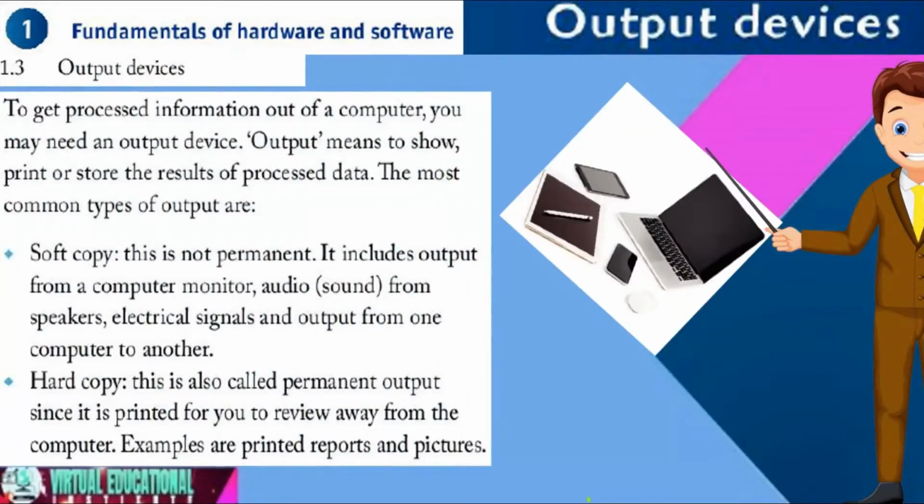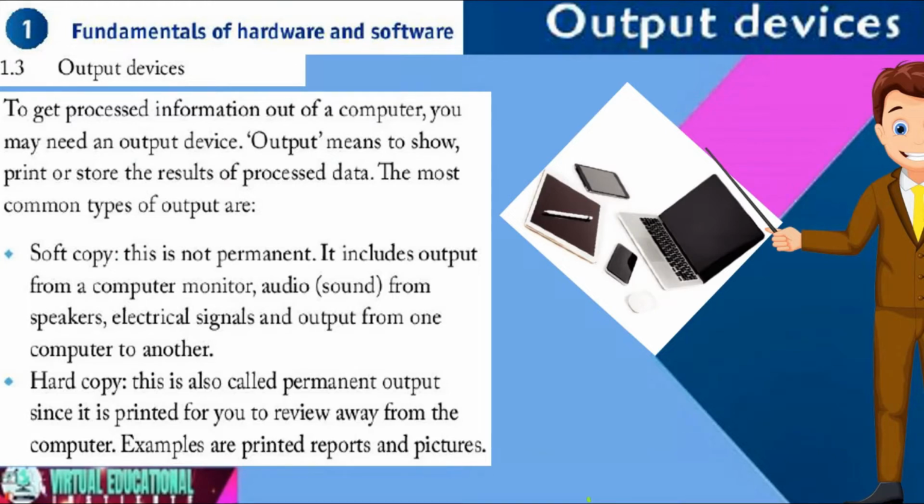Now, for the output device, to get process information out of a computer, you need an output device to do so. But let's look at the term output. Output means to show, to print, or to store the result of that process data. The most common types of output are soft copy and hard copy. Now, let's look into those in more detail.